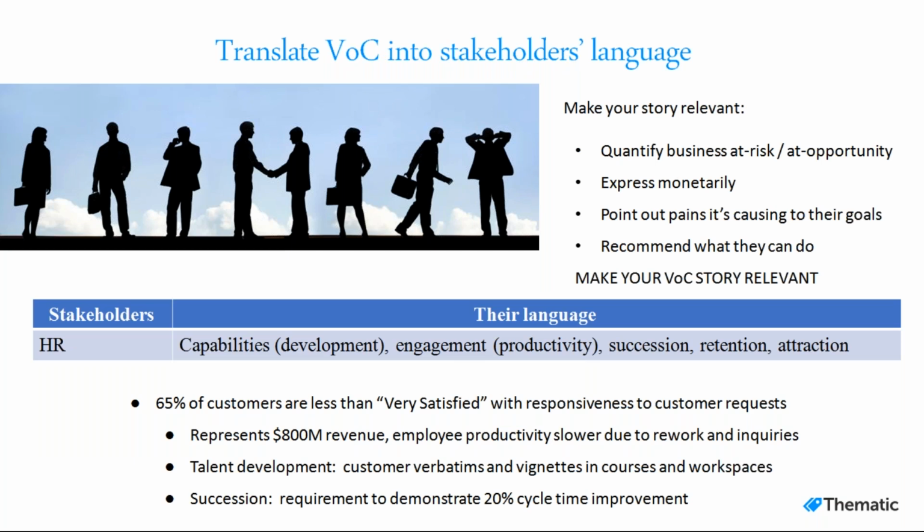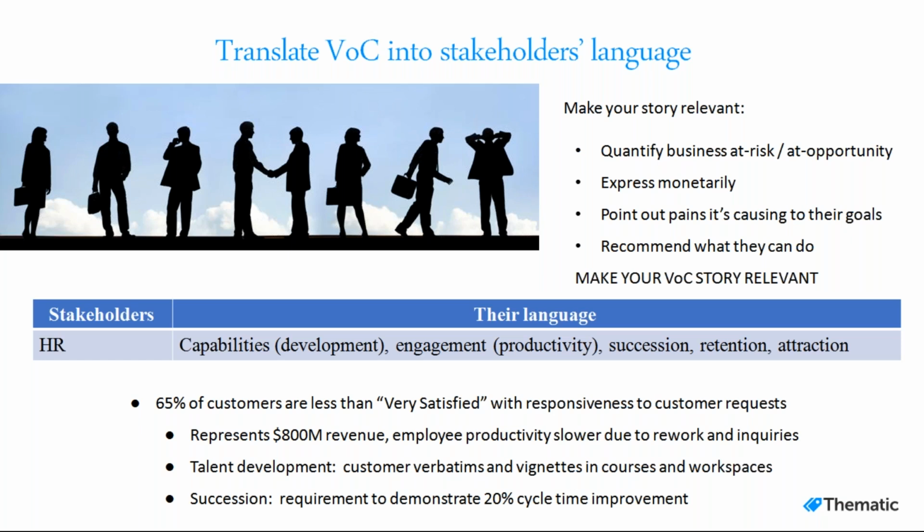So for example, for human resources, you could present a finding such as 65% of customers are less than very satisfied with responsiveness to customer requests. At first glance, you might think, well, what does that have to do with HR? But in fact, you may realize in stepping back and looking at the data, or even talking to some of these champions, that this represents $800 million of revenue, and employee productivity is being slowed down because of rework and inquiries. Well, employee productivity is part of what HR cares about. And so this has implications for them in terms of talent development.